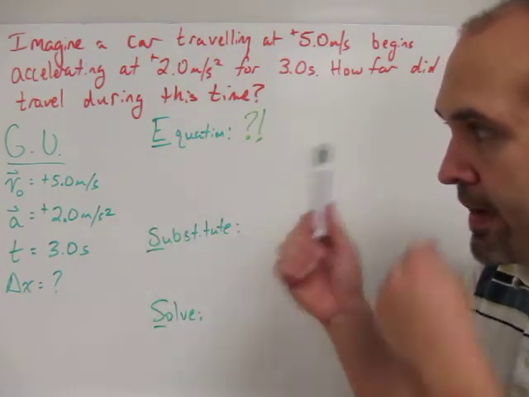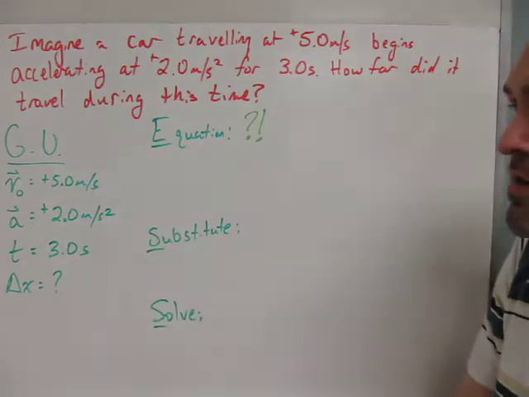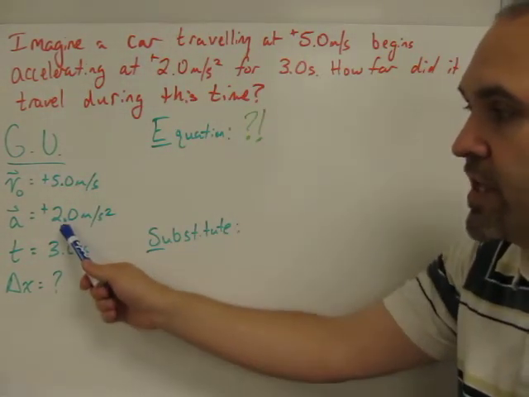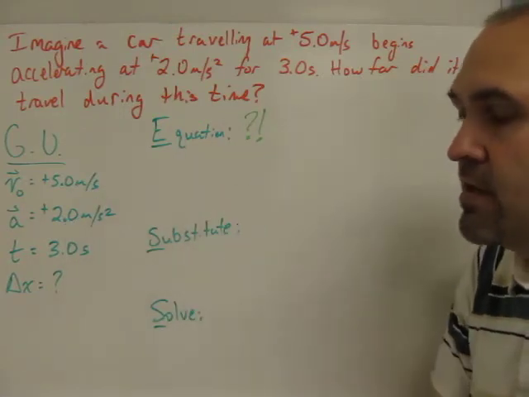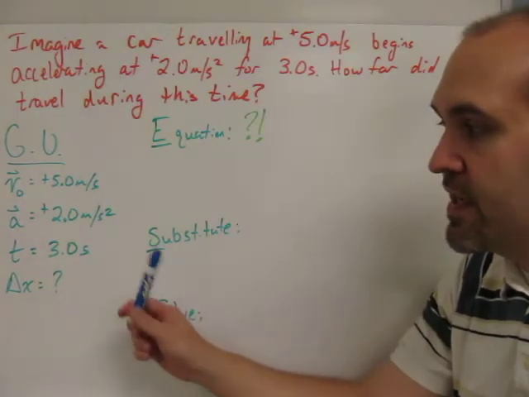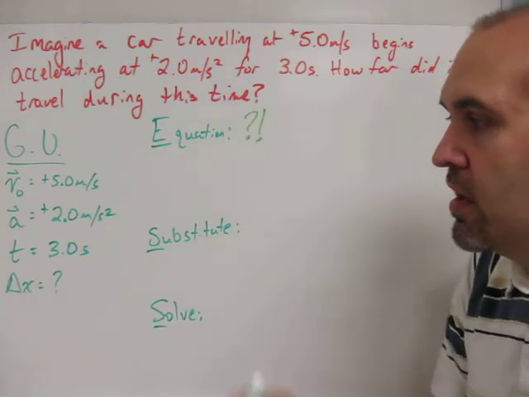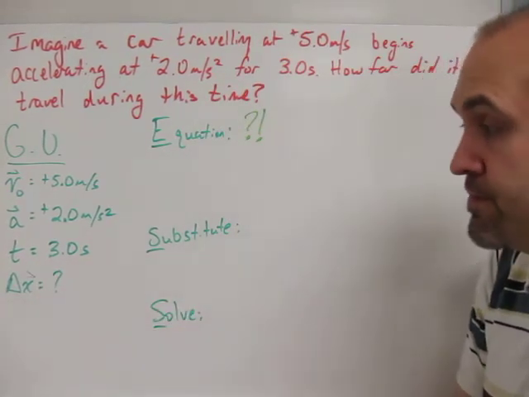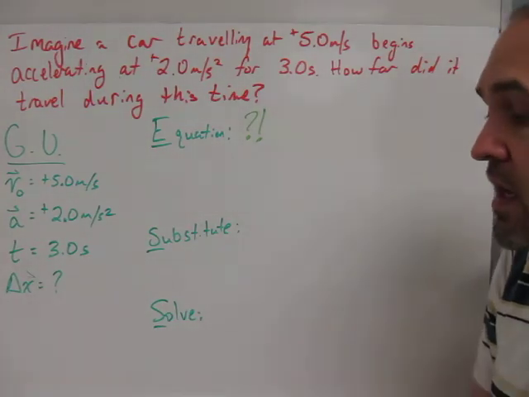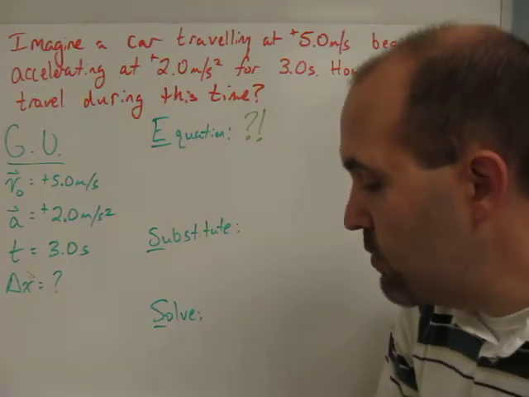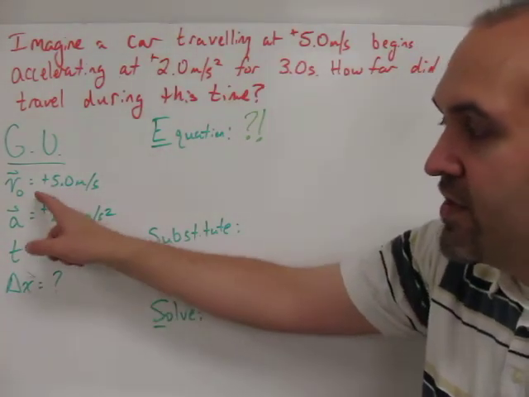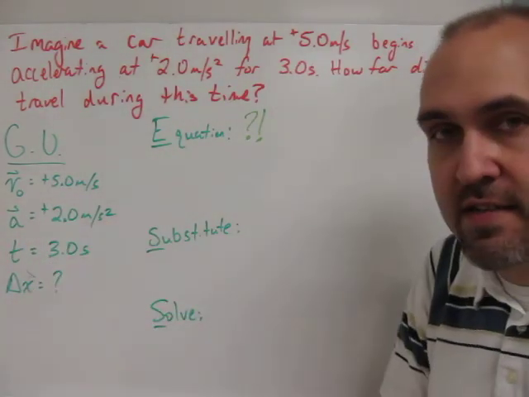Well, GUESS method again. Our givens and unknowns are here, so we know the original velocity is 5. The acceleration we're given is 2.0 meters per second squared, and the time is 3 seconds, and we're looking for how far. So it could either be displacement or distance, but how far. Again, even with the new equation that we just derived, we don't have an equation that has v naught, a, t, and delta x in it.